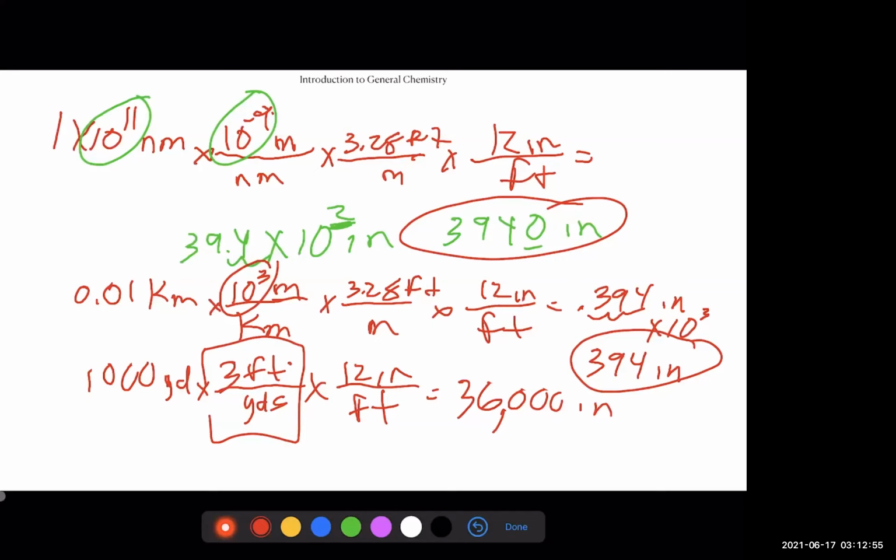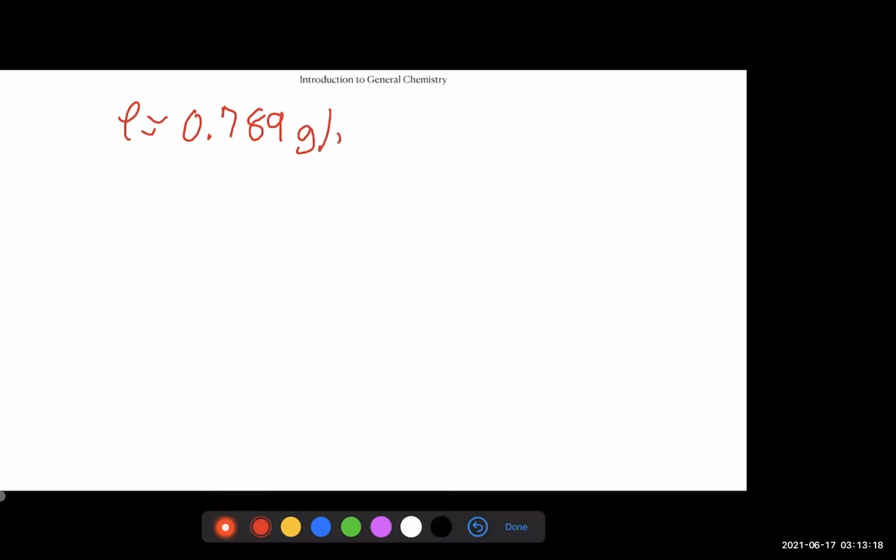Yeah, I have one. Sure. Ethanol is a common laboratory solvent that has a density of 0.789 grams per milliliter. What is the mass in grams of 133 milliliters of ethanol?